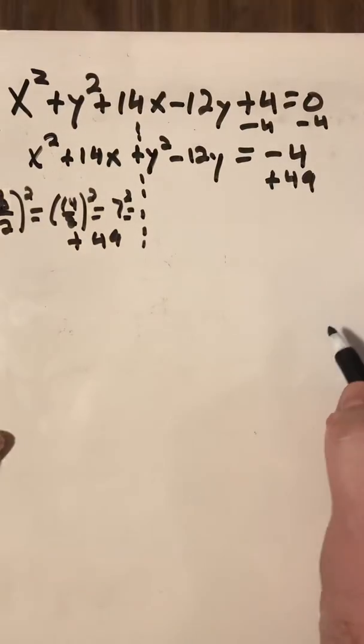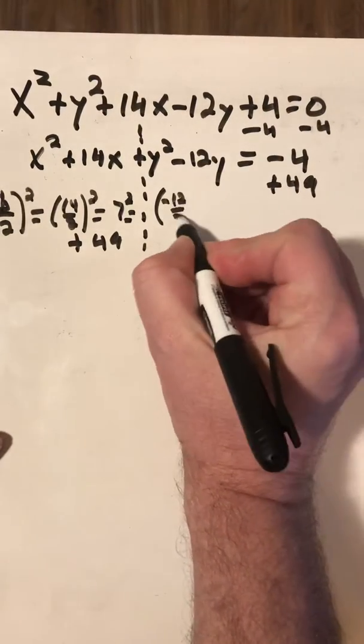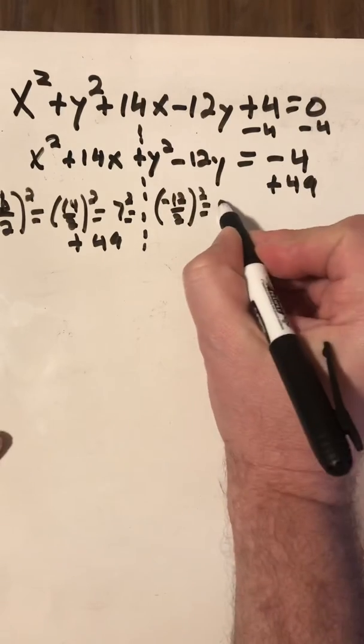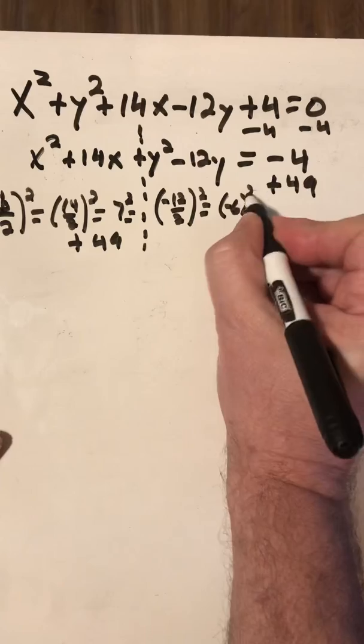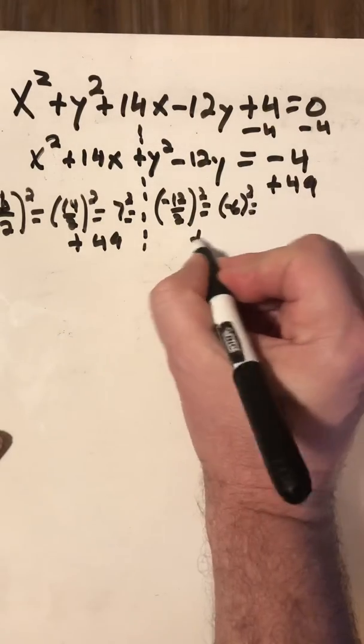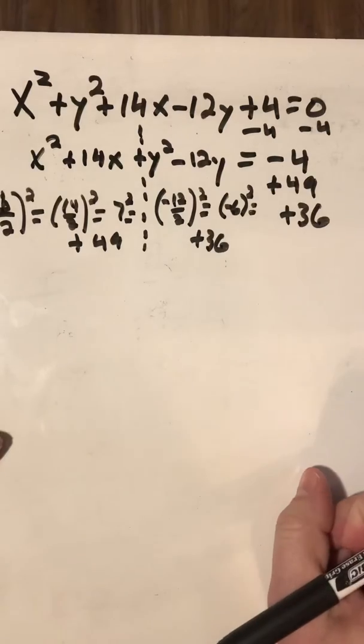Now let's complete my square on the right side. I've got negative 12 divided by 2 squared, which is going to be negative 6 squared, which is going to be 36, so plus 36. So I need to add a 36 over there as well.